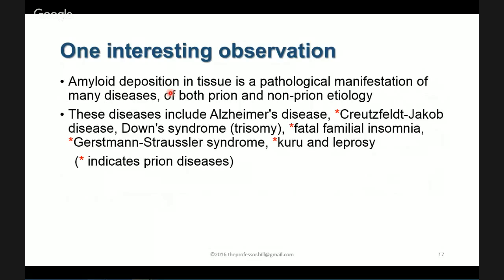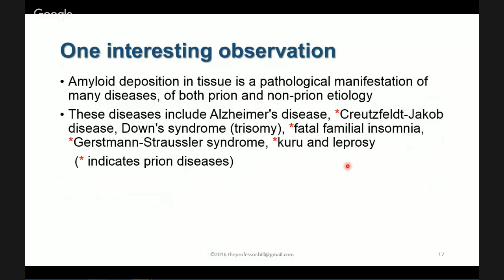And we know that diseases, even before the advent of antibodies, like Alzheimer's disease, had amyloid deposition that we could see through Congo red birefringence. You could see things like amyloid in Creutzfeldt-Jakob disease. We could see this in Down syndrome. We see lots of amyloid deposition in Down syndrome. We know that in FFI, or fatal familial insomnia, or GSS, Gerstmann-Sträussler-Scheinker syndrome, as well as Kuru, and even in leprosy, we can see amyloid deposition in the brain of these individuals.